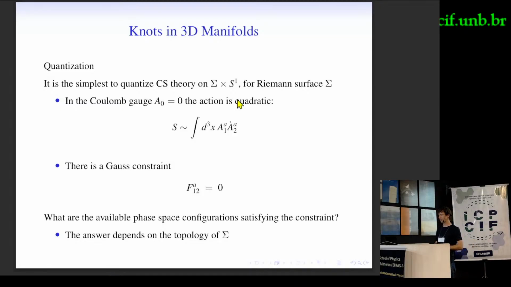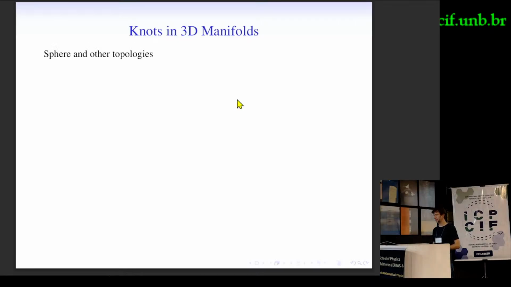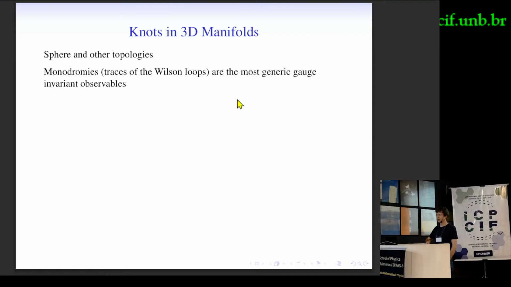So the dimension of the Hilbert space will depend on the topology of this two-dimensional surface sigma. So let's discuss the sphere and torus in particular. What we want to understand, we can start by first imposing this constraint at the classical level and try to understand what the physical degrees of freedom in the phase space really are. And as I mentioned yesterday, the traces of the Wilson loops are the most generic gauge invariant observables, and you can study those.